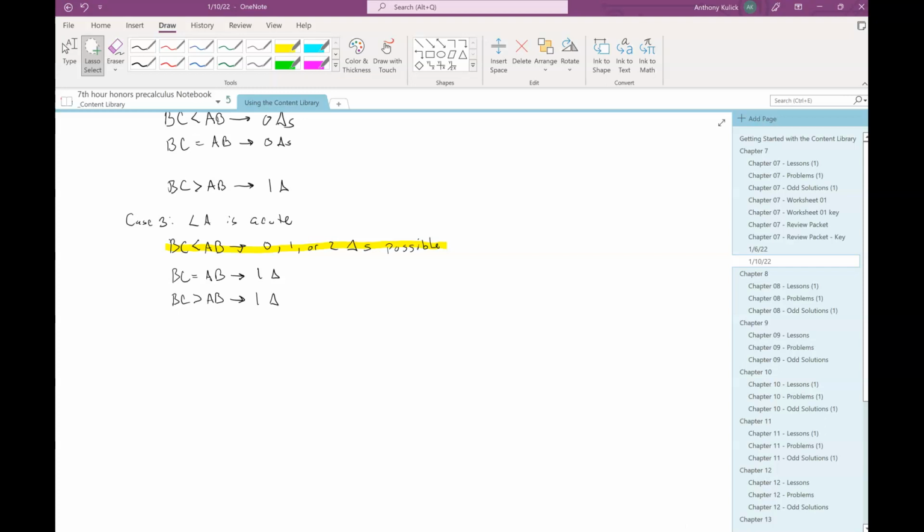We said that you can do the longer side times sine of the given angle, divide by the shorter side, and look at the result of that number. If that number was bigger than 1, you get no triangles. If it was equal to 1, you get exactly 1 triangle. And if it was smaller than 1, we get 2 triangles. And that's kind of where we left off last time.